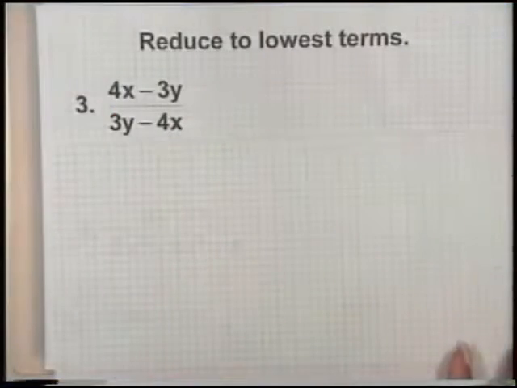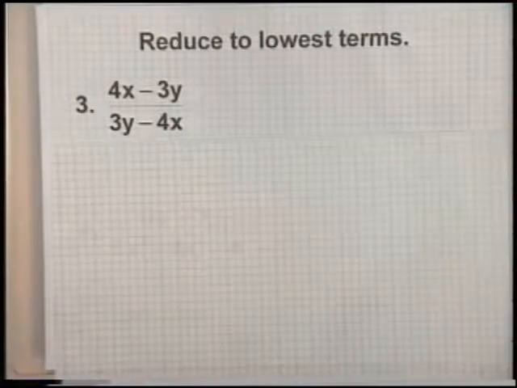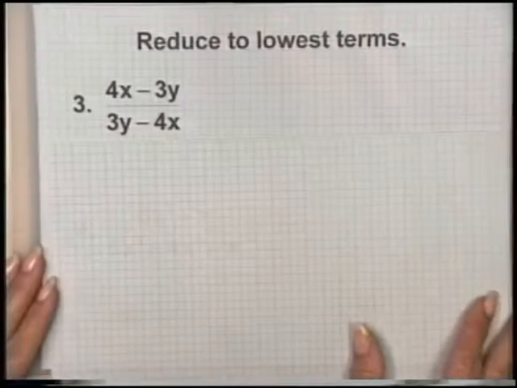Now, I want us to look at problem number 3. And when you first look at problem number 3, you will notice that there are no common factors for the numerator and denominator. But the numerator and denominator have a special relationship. Let's look at that and see if you know what the relationship is. We are to reduce to lowest terms.